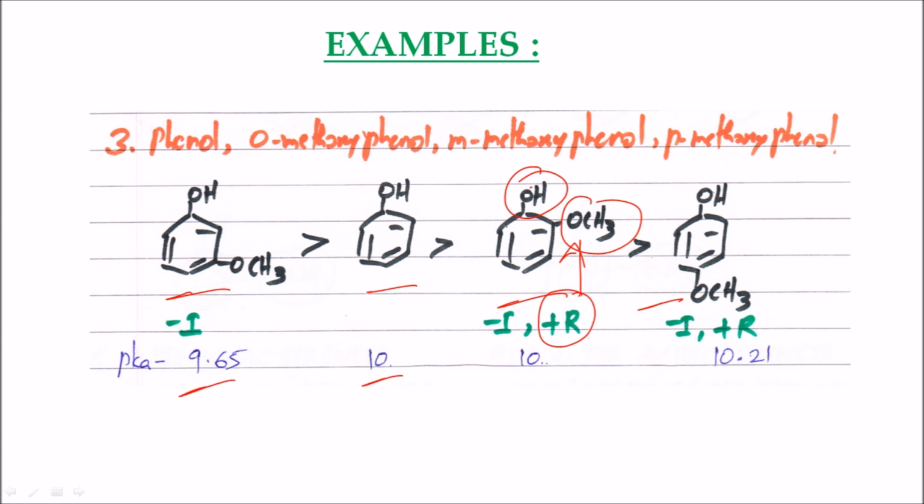9.65, 10, and slightly more than 10. But you can take the value as 10 only. The last one will be 10.21. Okay, so in this way we take the acidic nature of phenols.